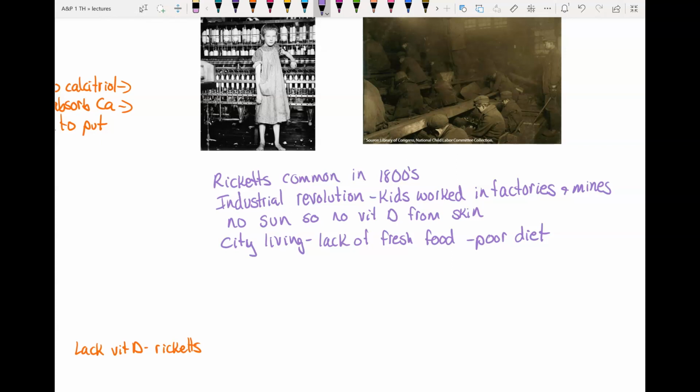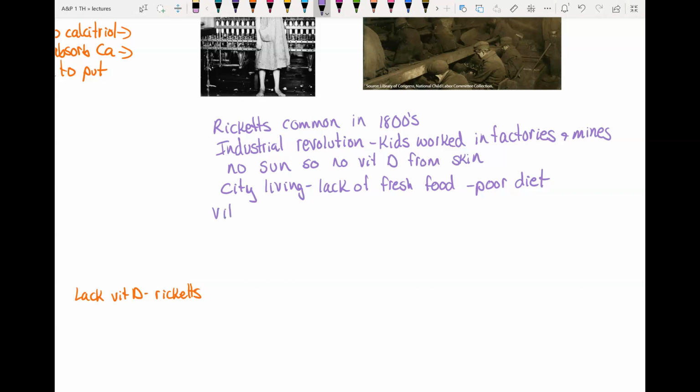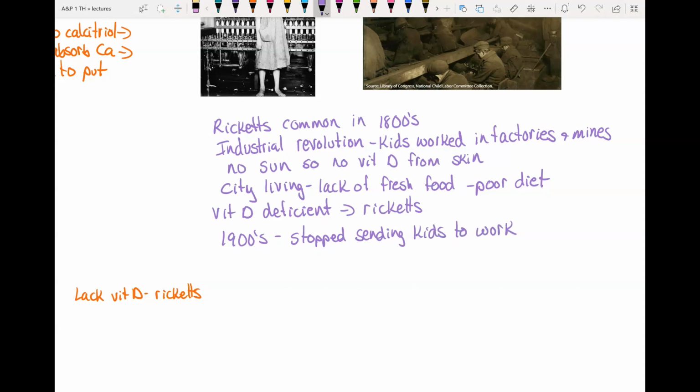So the combination of poor diet and of being in a factory or a coal mine all day away from sunshine made a lot of kids vitamin deficient. And so a lot of them got rickets. So in the 1800s, rickets was pretty common. Then in the 1900s, a few things happened from when we got the child labor law. So we stopped sending kids to work in factories and coal mines. So now kids were not cramped up in these buildings or underground all day and they could get sunshine.